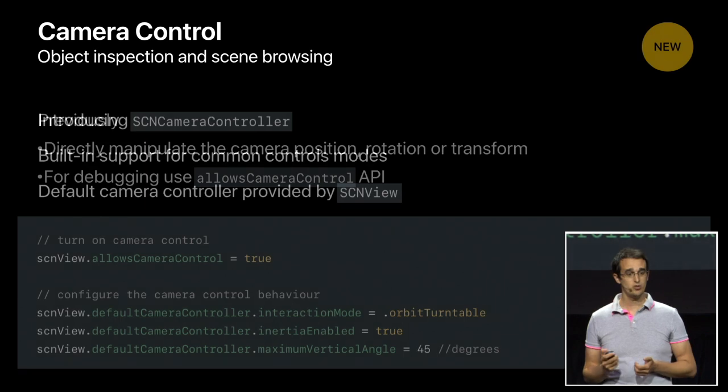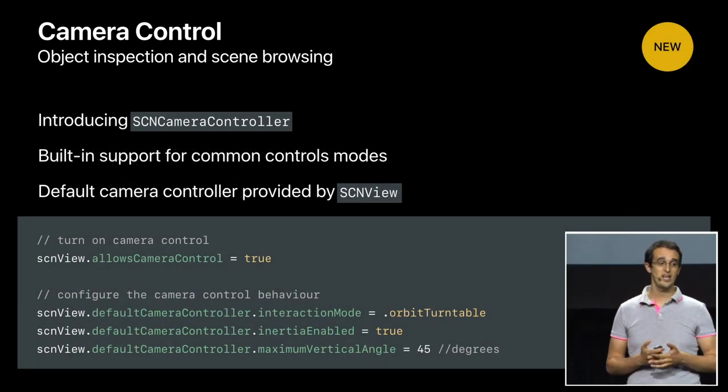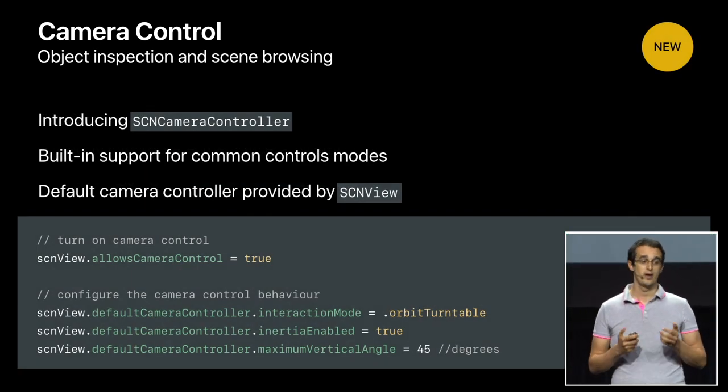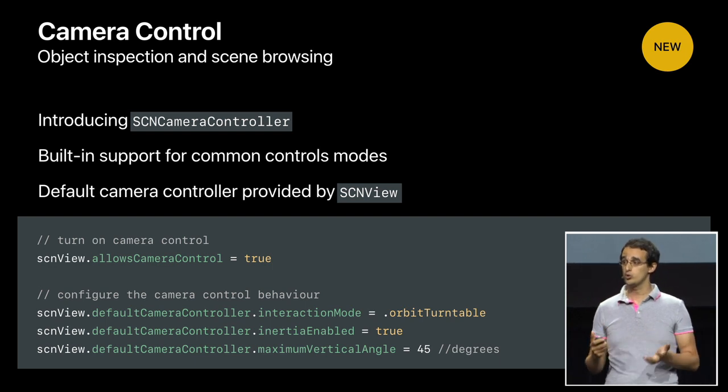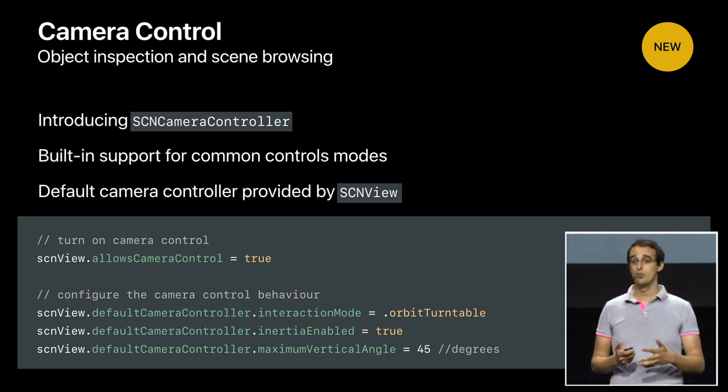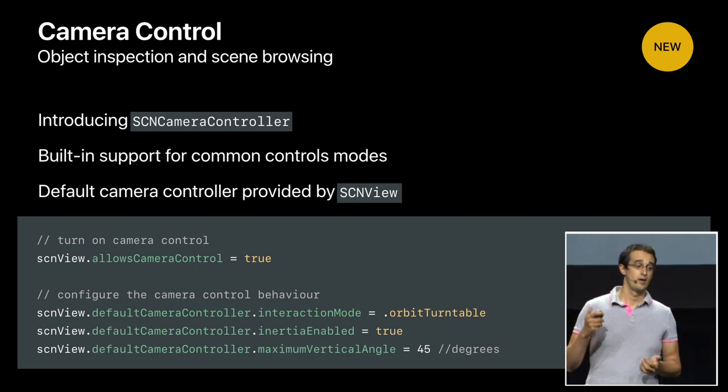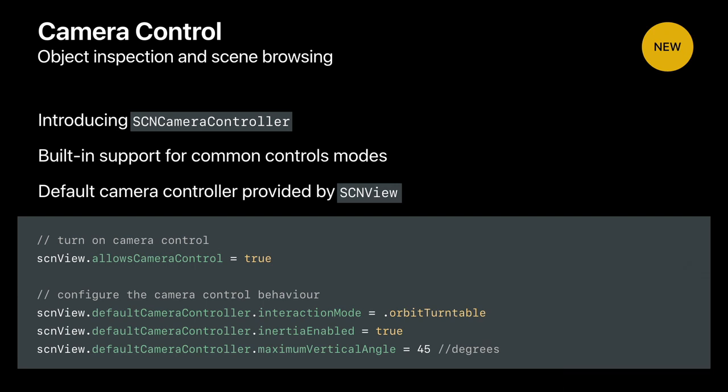So in this new release, we are introducing a new class named SCNCameraController. And the SCNCameraController allows you to manipulate a camera with the most common camera behavior you would find in 3D software. So these behaviors are built in the camera controller, and the SCNView has a built-in default camera controller that you can directly configure for the needs of your application. Now, if you need something more specific, you can still instantiate your own SCNCameraController and drive it programmatically if you want.